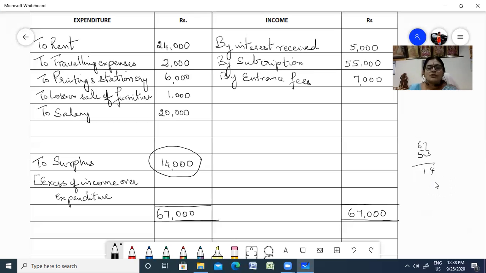I hope you understood this, children. Be careful. You have to be familiar with all your revenue expenditures and revenue receipts. What are capital expenditures? What are capital receipts? As you do the problem, you will become familiar. You don't have to get tensed about that.